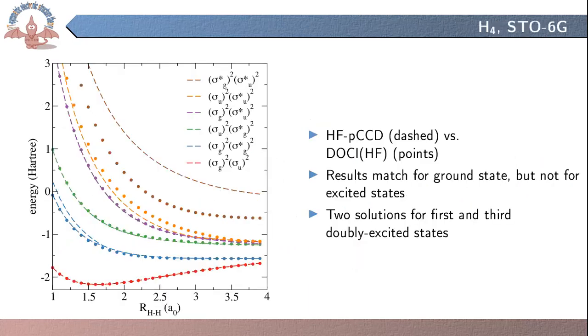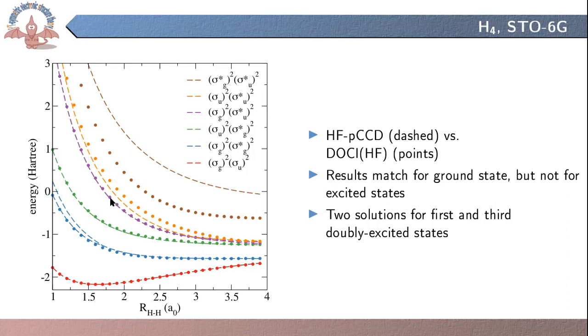So now moving to H4. Here it's linear H4, and we're stretching it along the distances between the hydrogens. It's a symmetric stretching of the molecule. So it has a ground state, and then 4 doubly excited states and 1 quadruply excited state.